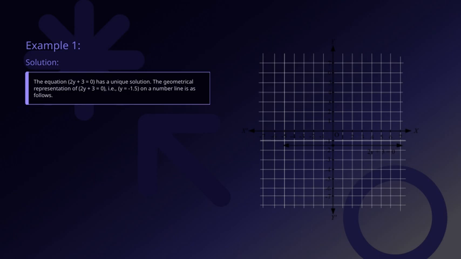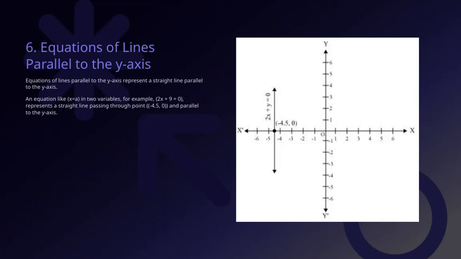Let's talk about the equations of lines parallel to the y-axis. These lines are special because they run straight up and down, parallel to the y-axis itself. When we write an equation like x equals a constant, such as x equals 2, we're describing a vertical line that stays fixed at x equals 2.